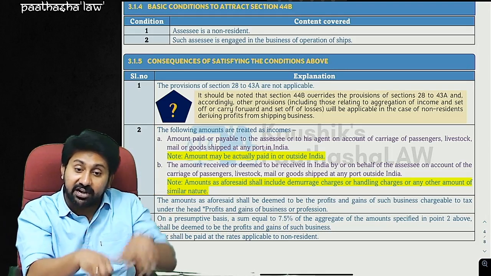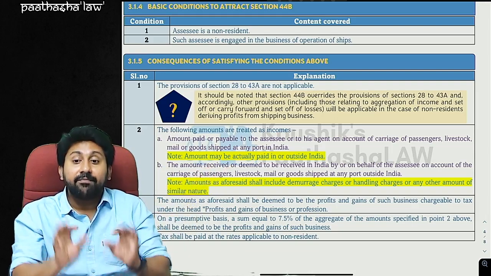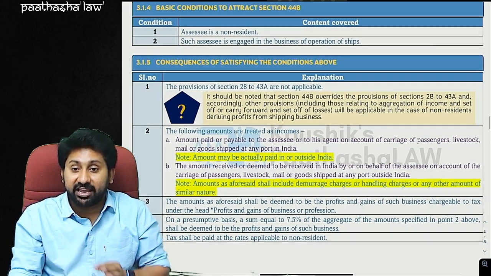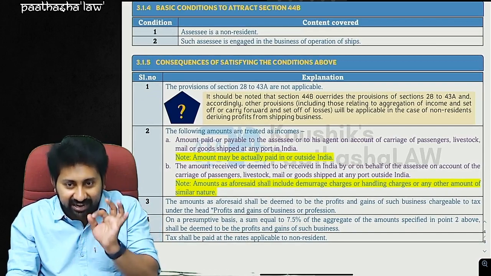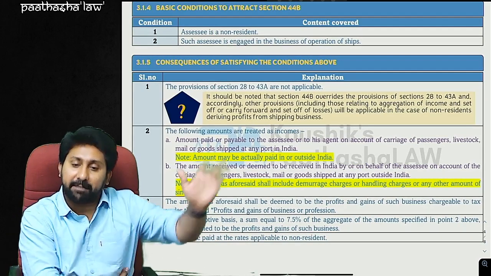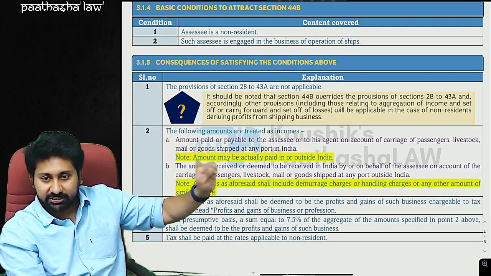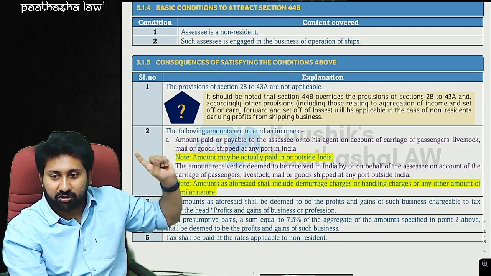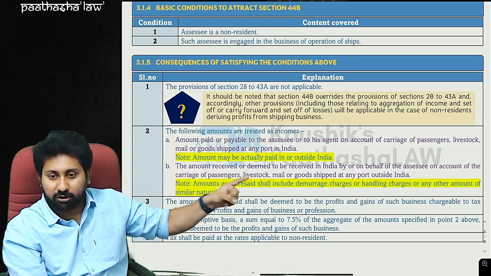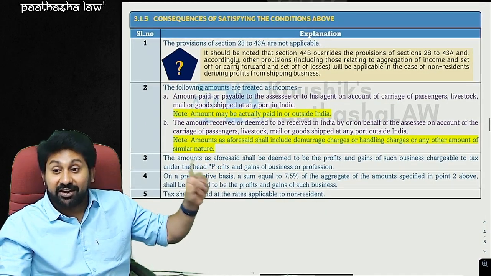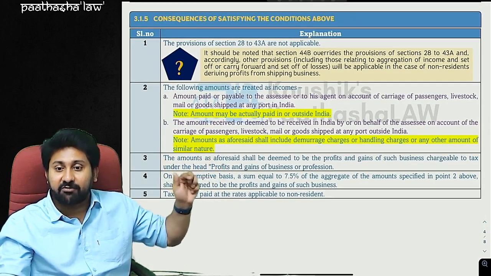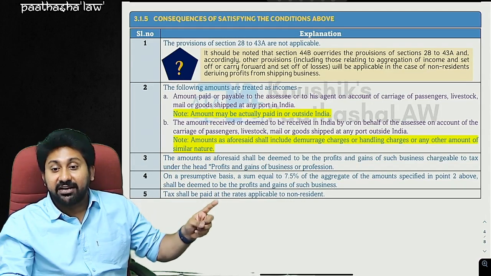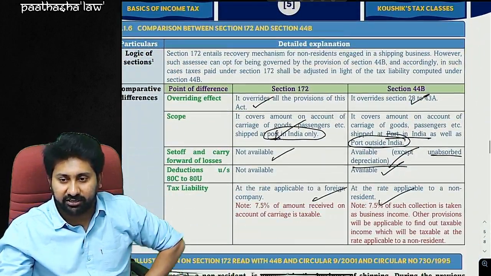The amount may be collected in India or outside India. But under 44B the important thing is the amount collected in India. Goods shipped at any place. That means collection of income is important. Amount paid or payable to the shipowner or charterer, or to the agent, at any port in India or port outside India, shall be treated as PGBP income. That's why 44B is 7.5%. Tax rates are as applicable to a non-resident.